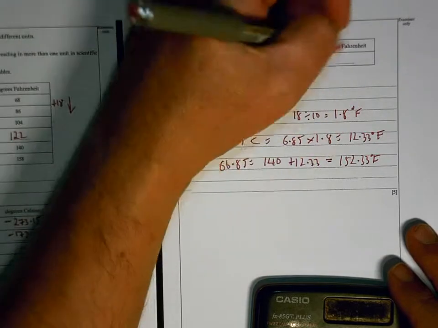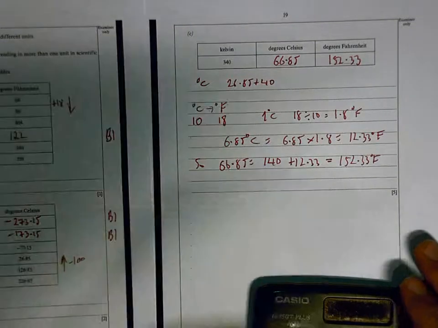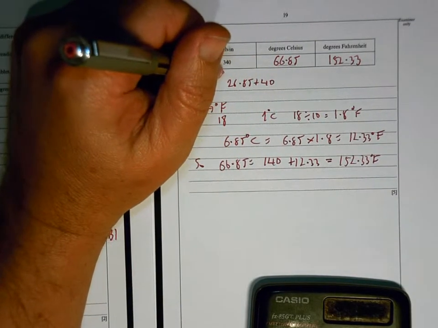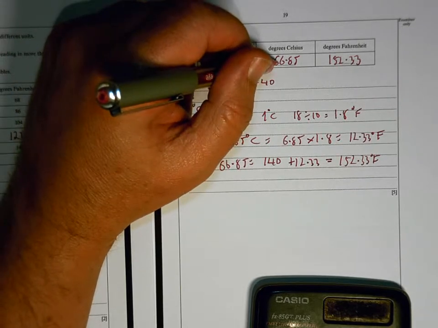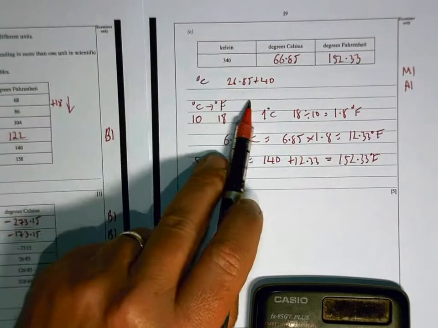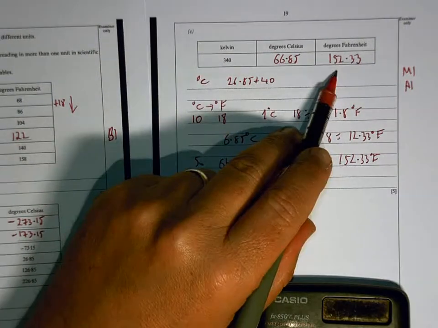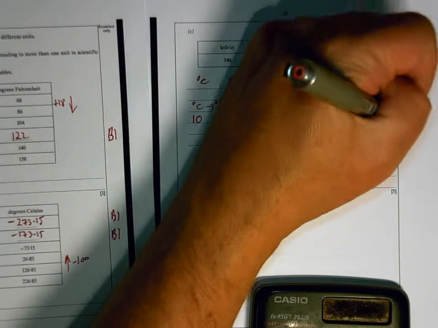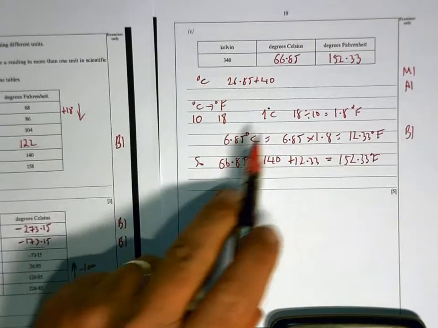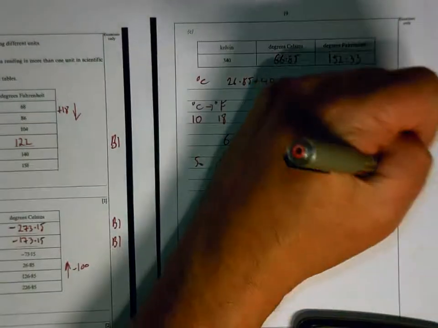1 mark for, what are we doing? So there's 2 marks for the 66.85. So for doing that, 1 mark for the method of using the right table, which is this bottom table, and 1 mark for the answer, and then 1 mark for any answer there which is between 140 and 150. Then 1 mark for this method of working out the 1.8 degrees and working out the extra 12.